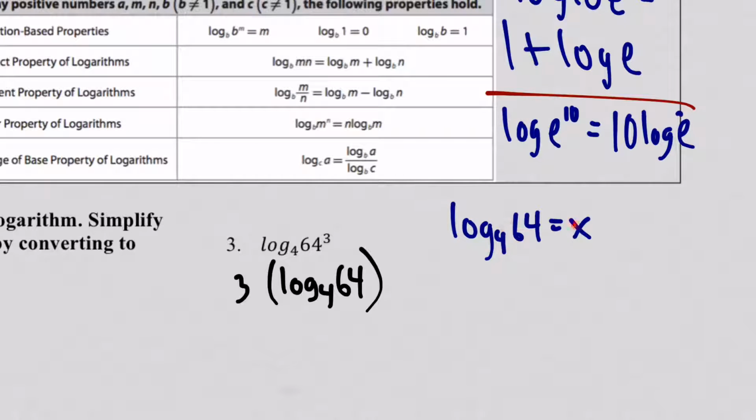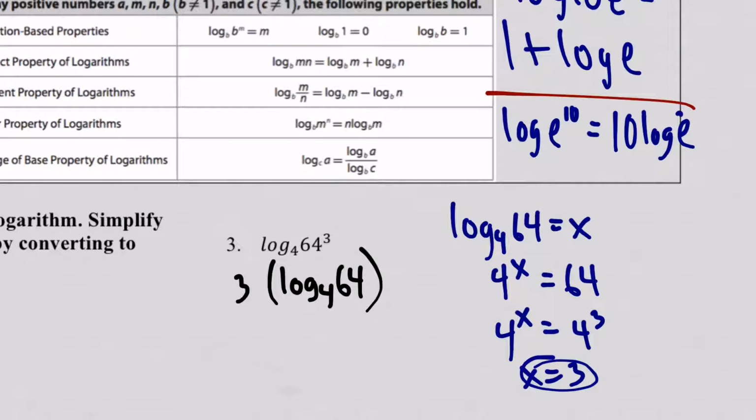So I'm going to do 4 to the power of x equals 64. And I know 64 is 4 to the third, and therefore x equals 3. So how does that help me? I just figured out that log base 4 of 64 is simply 3. So this whole thing right here inside the parentheses is just 3.